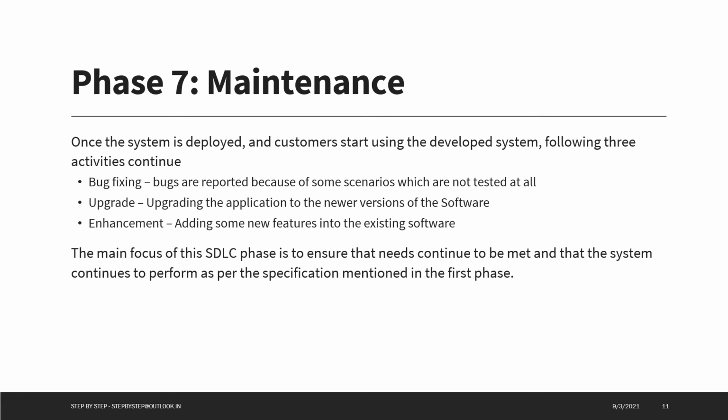Upgrading the application to the newer version of the software. So sometimes there are new requirements or regulatory requirements or some compliance requirements, so we need to upgrade the system to meet those requirements, or to make new enhancements, so the upgrade will continue. And enhancement will also be there, adding some new features into the existing systems. Upgrade will happen with technology upgrade as well, right? So if you want to upgrade your Java version from 1.7 to 1.8 or 1.9, then that will be an upgrade. Then also we need to release the software with the new latest version of the technology.